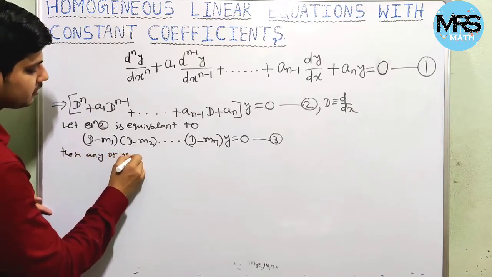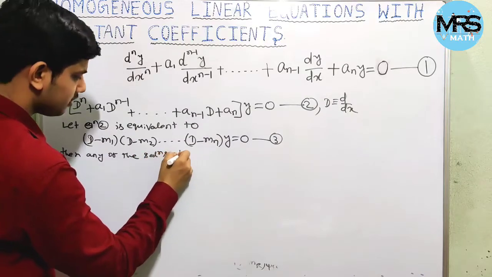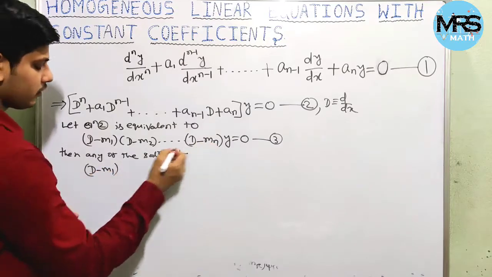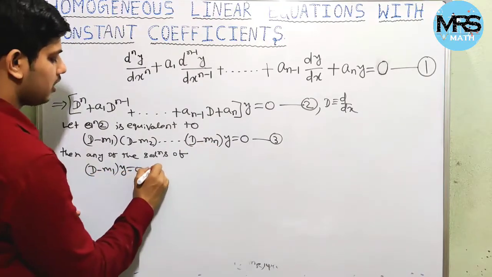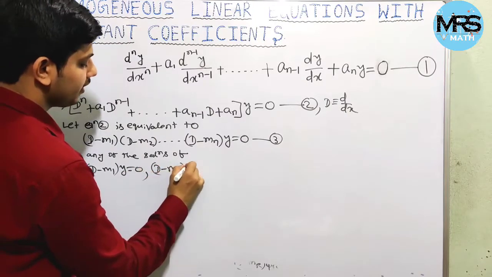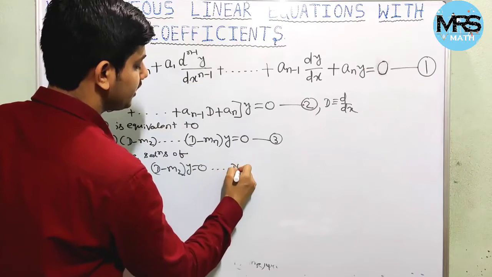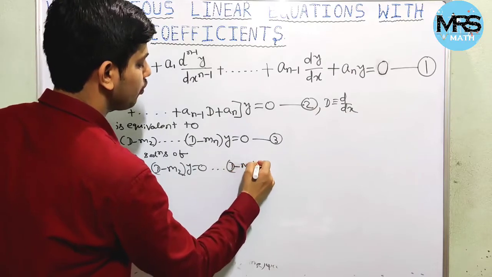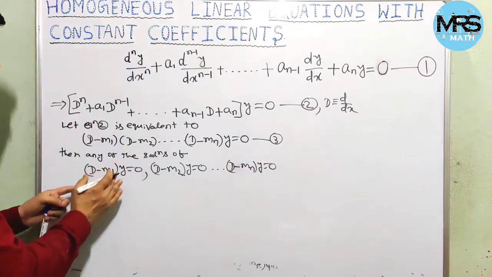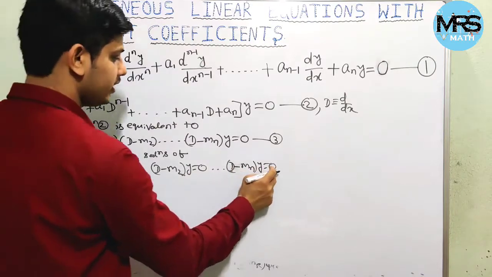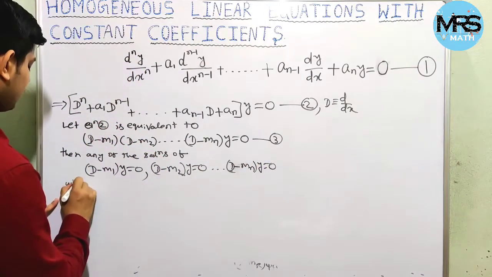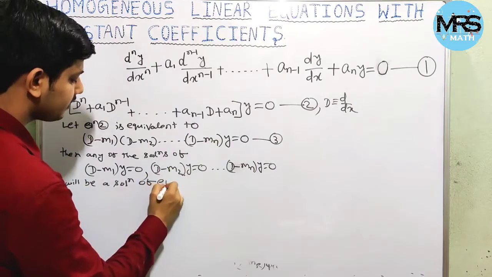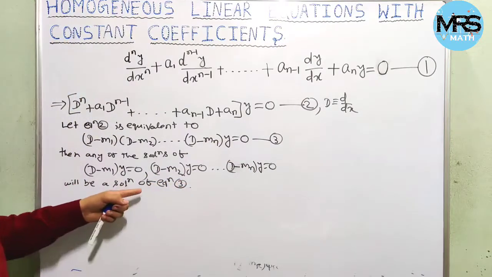any of the solutions of D minus m1 into y equal to 0, or D minus m2 into y equal to 0, or D minus mn into y equal to 0, any of the solutions of any of these differential equations, will be a solution of equation 3, right? How did I write this?